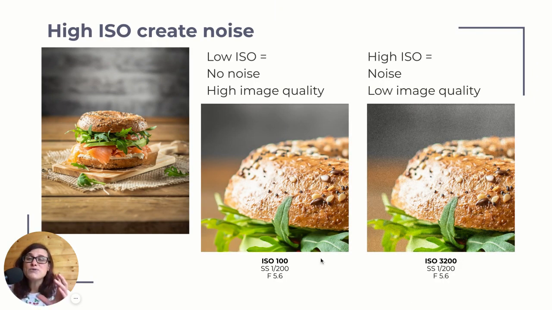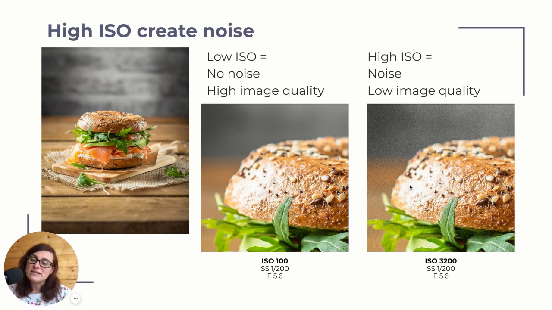Here is a visual example of what ISO does to your image. So here's my image on the left, and then here there are two zoomed in details of the image. The middle one was shot at ISO 100, so very low ISO, base ISO, which gives me a very high image quality. The image is sharp and crisp, and there is no grain and no distortion.